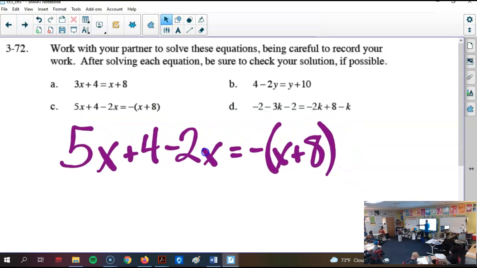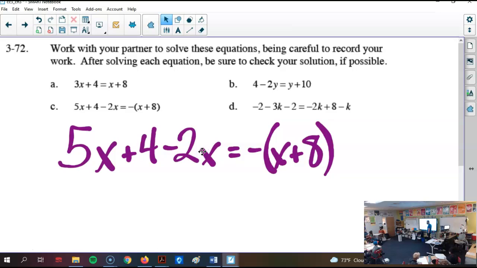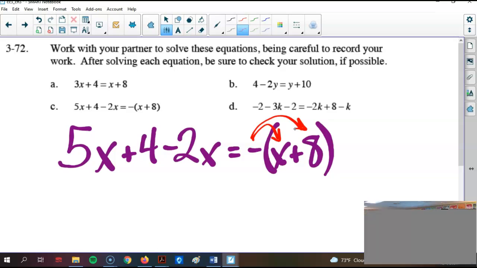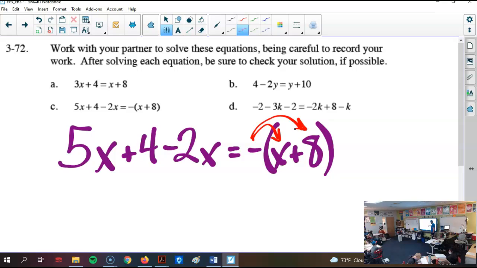Brenda, C. Yes. Okay, since there's a negative in front of the parentheses, would that flip them over to the positive side? The opposite of everything that is in here. Gotcha. So not that it necessarily does something every time. It's the opposite of what is in here. So the opposite of this x is going to be negative x. The opposite of this positive 8 is going to be negative 8. Okay, thank you. So Brenda answered my question of what to do first.